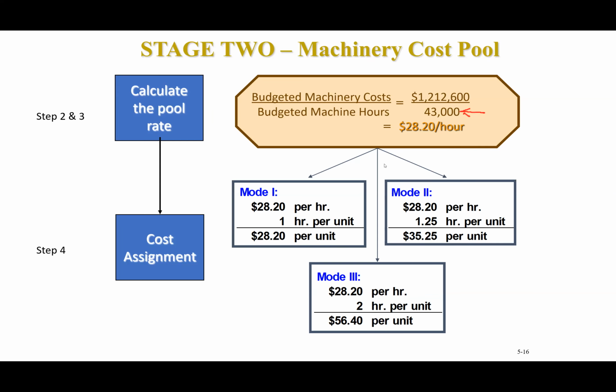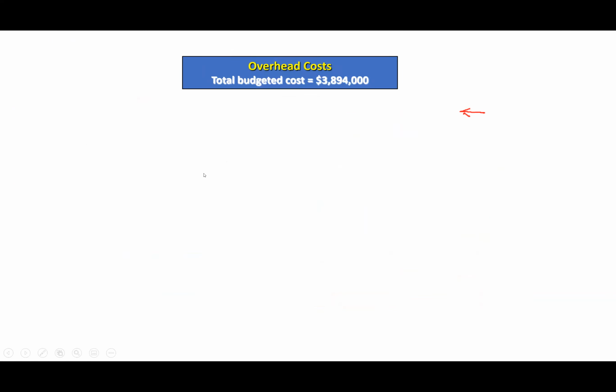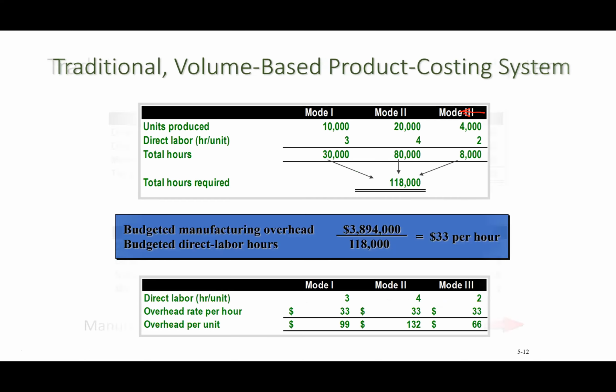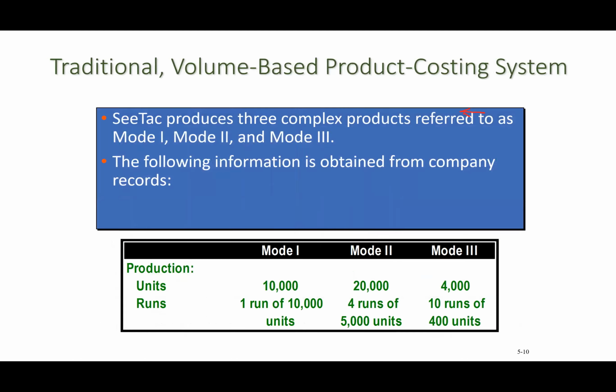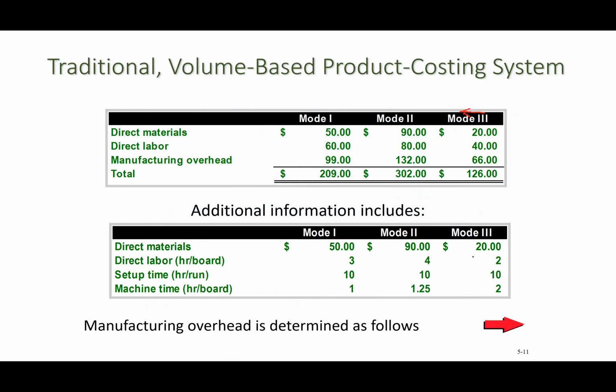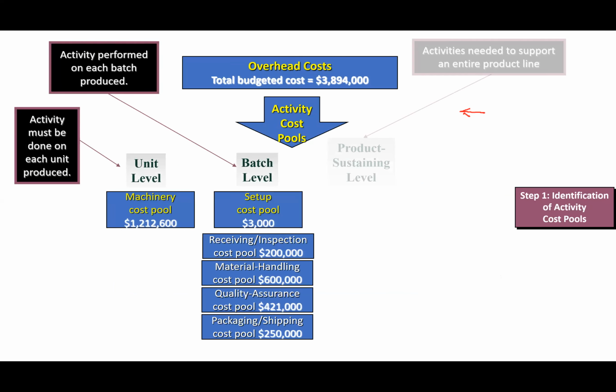So let's see, earlier, when we did the traditional ones, you understood that we made 10,000 units of Model 1, 20,000 of Model 2, and 4,000 of Model 3. And each unit of Model 1 costs 1 machine hour, Model 2 costs 1.5 hours, and Model 3 costs you 2 machine hours. With that information, we can calculate this easily, all right?